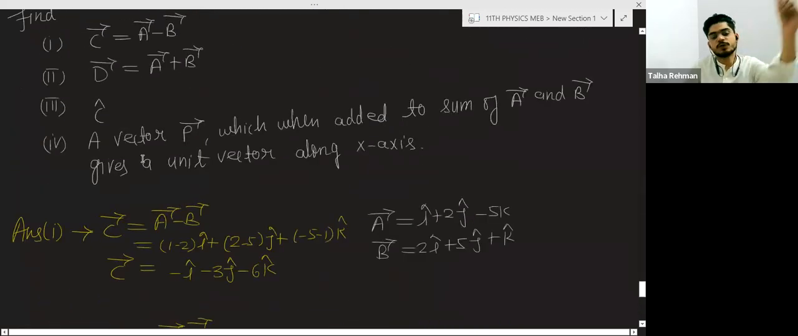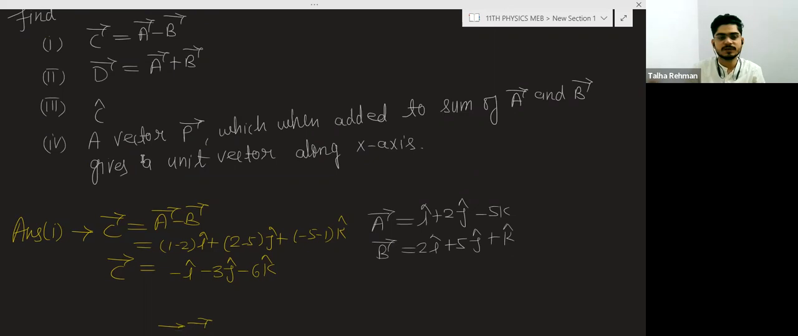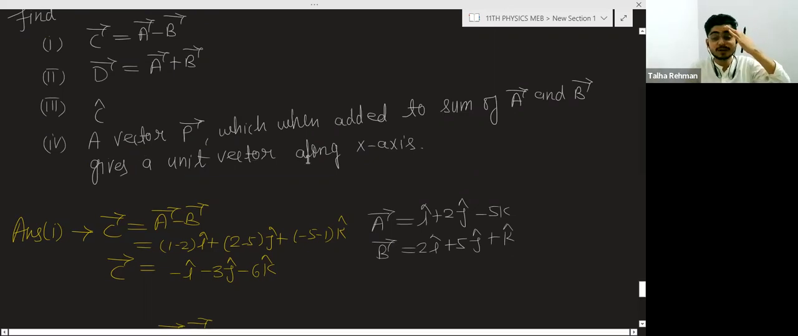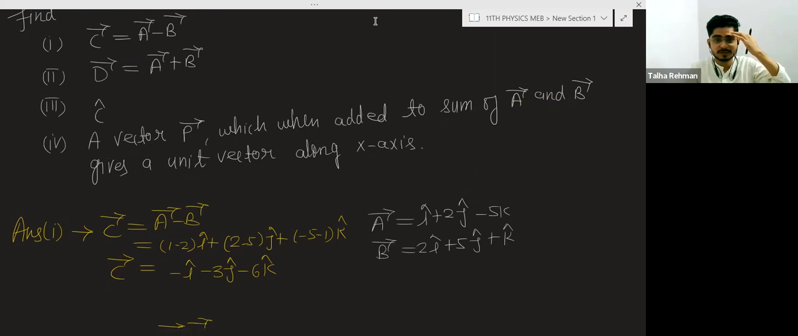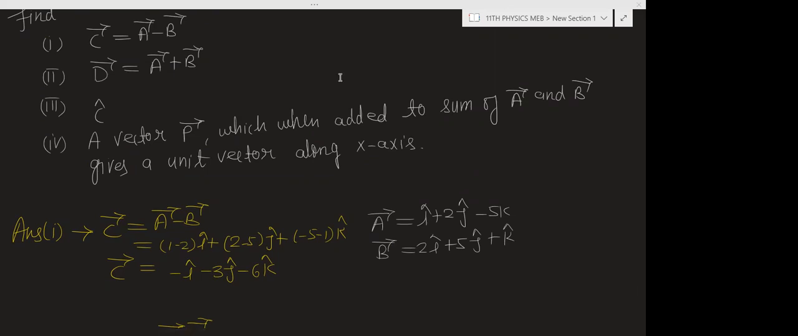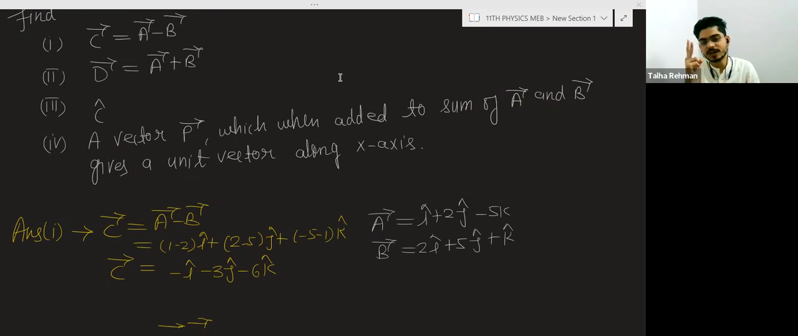Okay, now the fourth part. They are saying a vector P, which when added to the sum of A plus B, gives a unit vector along x-axis. What is the unit vector along x-axis? Yes, I cap. Along the x-axis, there are two types of vectors here. Minus I cap can also be there. They are only telling x-axis. So x-axis means either the vector will be minus I cap or plus I cap. But whenever you get this type of question and nothing is mentioned, you will consider the I cap only.